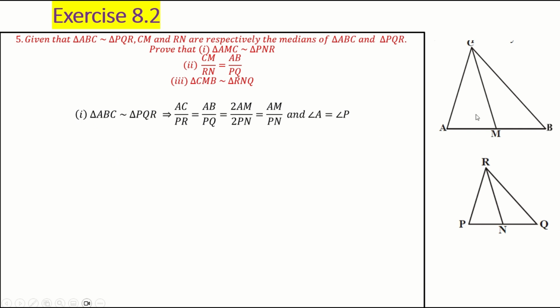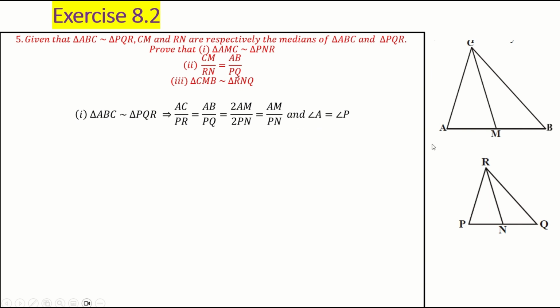Triangle ABC is similar to triangle PQR, which is given information. Correct. So AC by PR equals AB by PQ. Take in the same order. Now AB is nothing but 2AM, because M is the midpoint of AB, and N is the midpoint of PQ. So 2AM by 2PN, which is equal to AM by PN.